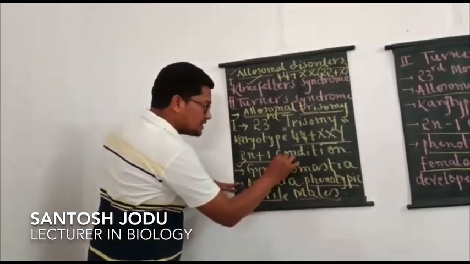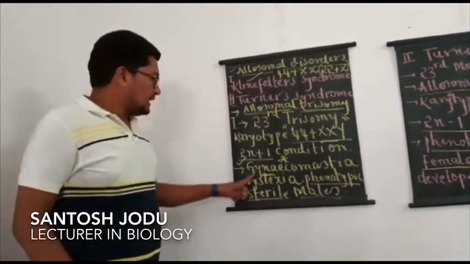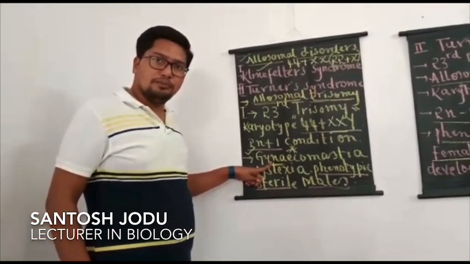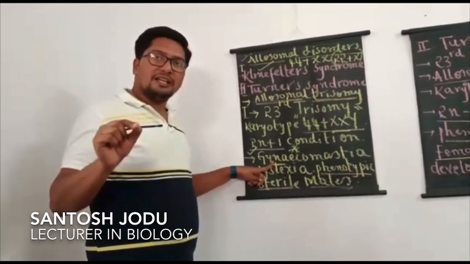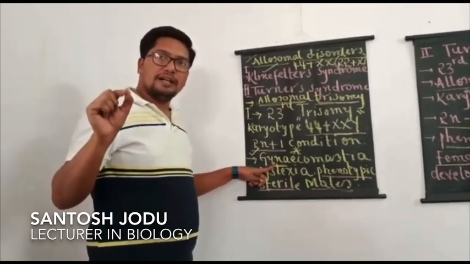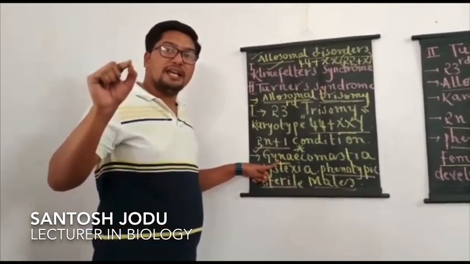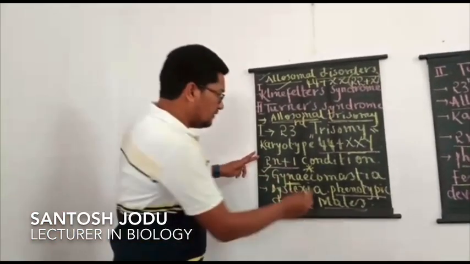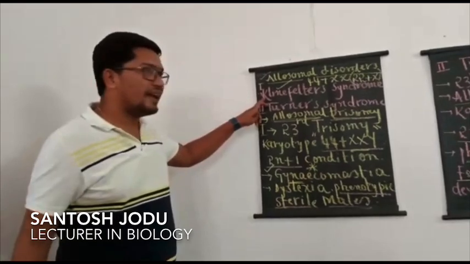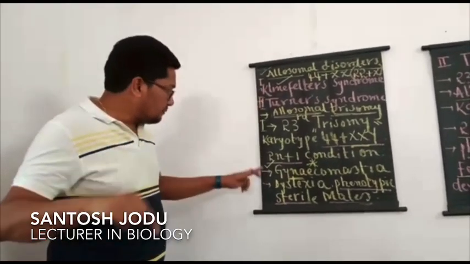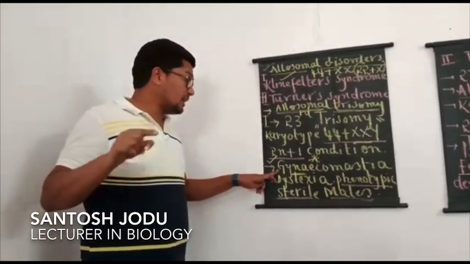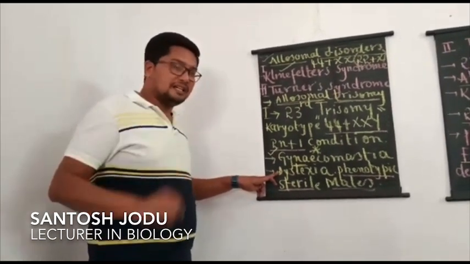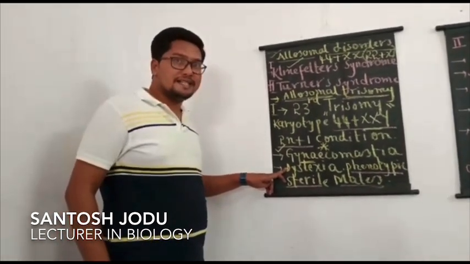And what is the most important symptom of Klinefelter syndrome? Gynecomastia. Important question, many times asked. Gynecomastia is the important symptom of Klinefelter syndrome. Gynecomastia means the formation or development of the breast in males. That condition is called gynecomastia. And babies born with Klinefelter syndrome also suffer learning difficulty. That condition is called dyslexia.